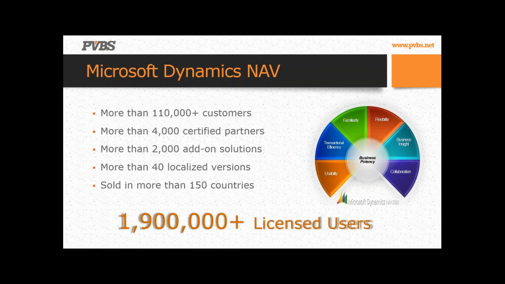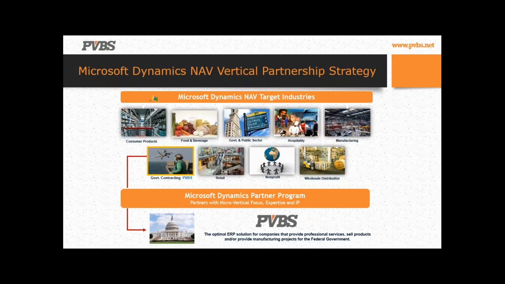There's 4,000 partners like PVBS throughout the world, and Microsoft's model is really that they want partners to focus on vertical markets, and we took that initiative before Microsoft even felt that, hey, this is imperative that partners do that. So again, we've been doing that for about 13 years now, focused on, in this case, government contractors.